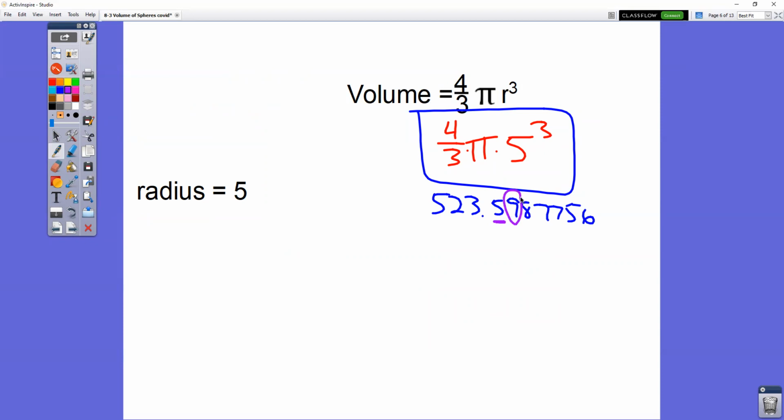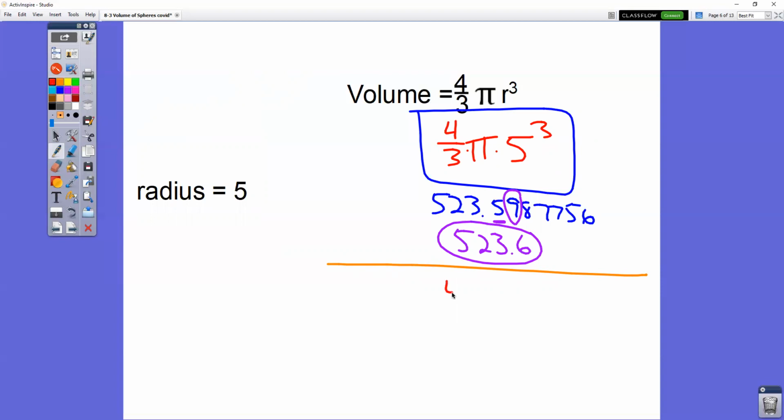We're going to round our answer to the nearest tenth. 5 is in the tens place. We have to look at the number after it. That is 5 or higher. So this would round up to be 523.6.